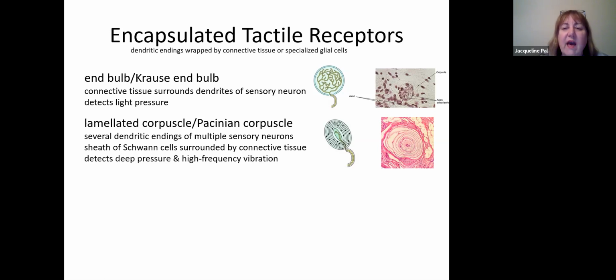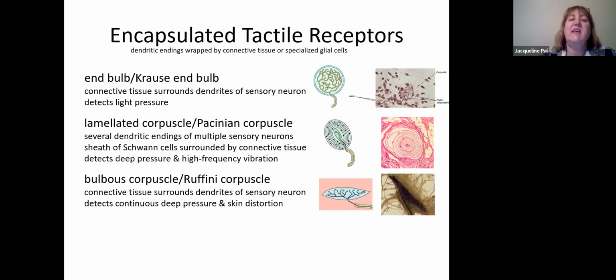And so what we have are like 50 to 100 Schwann cells that are surrounding a couple of sensory neurons. And these are located very deep in the dermis or in the hypodermis because they have to do with deep pressure or a high frequency vibration.